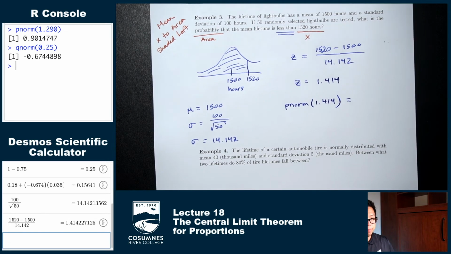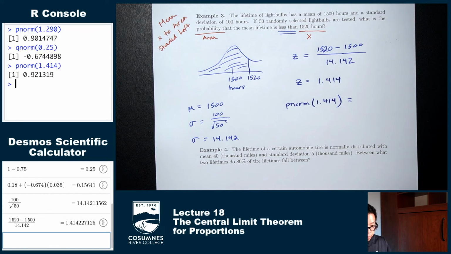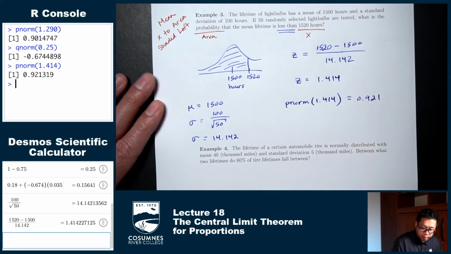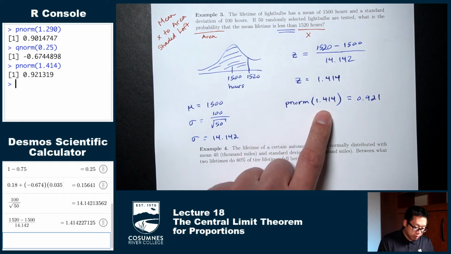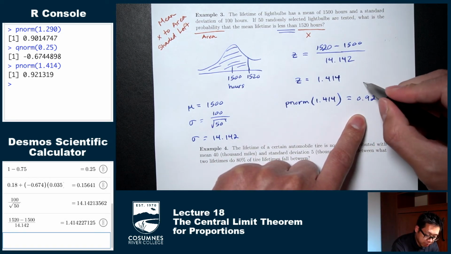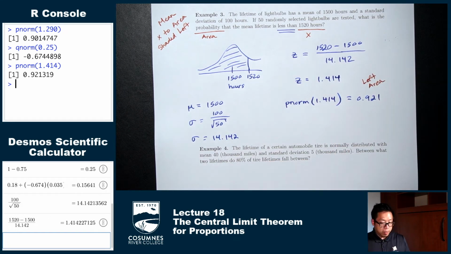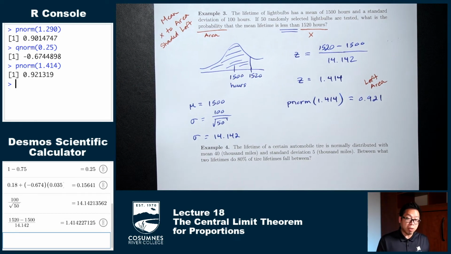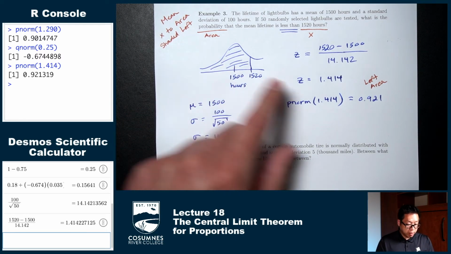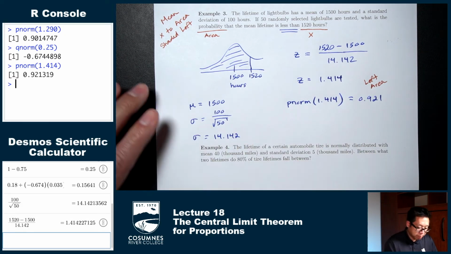So in R, p-norm, 1.414, 0.921. So anytime you're doing a p-norm, you feed it a z, it outputs a left area. So that 0.921 is a left area. Okay, if you're looking for a left area, you're done. Are we looking for a left area? Yes, so we are looking for a left area. This is a left area, so we're done. So our final answer is 0.921.